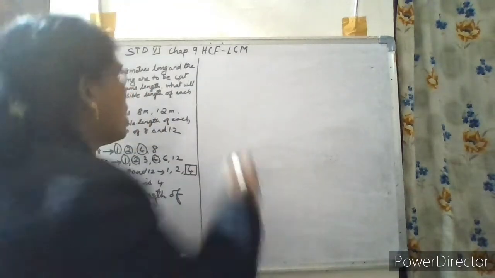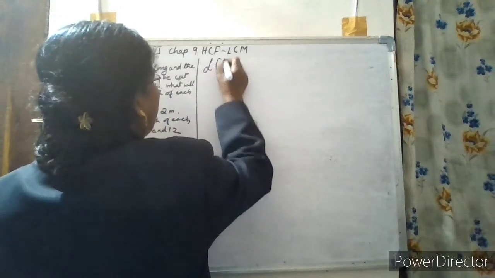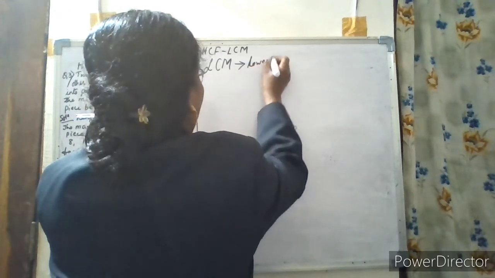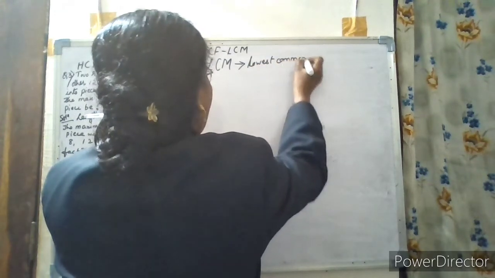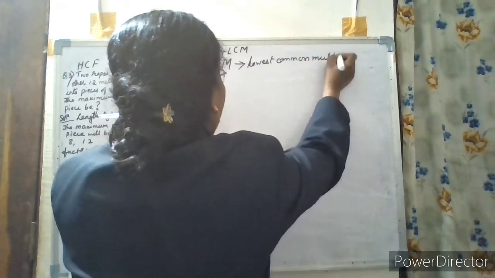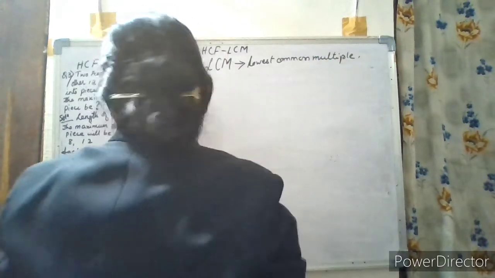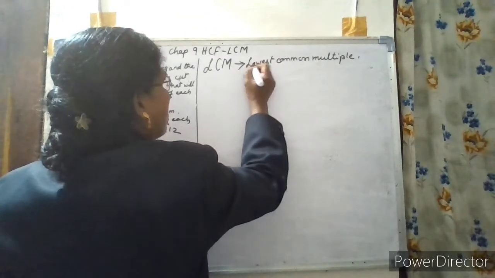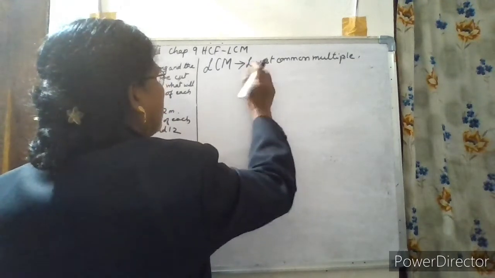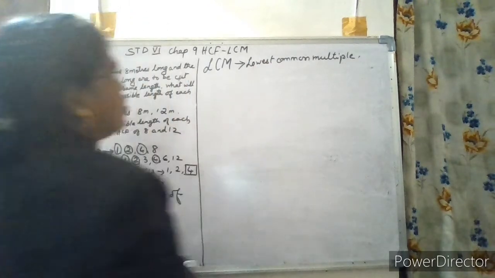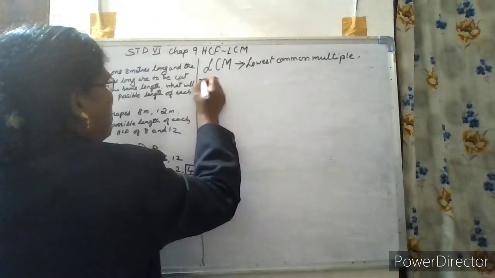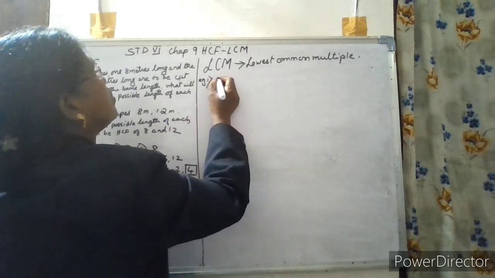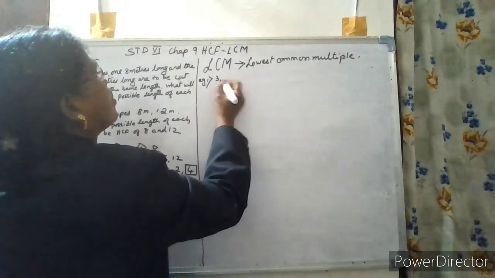LCM. Next topic is LCM, the full form is lowest common multiple. How to find out the lowest or the least? We can say least also. So, example 1. Suppose you want to find out LCM of 3 and 8.